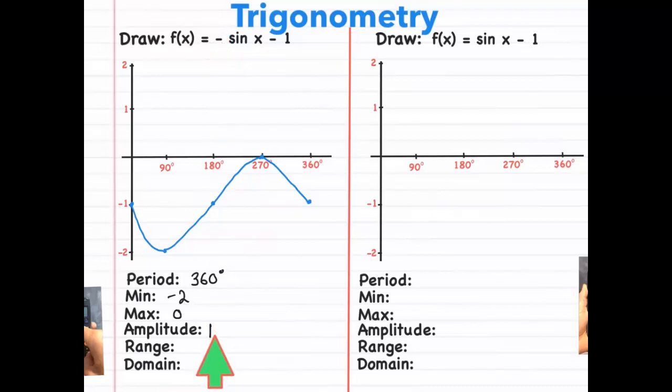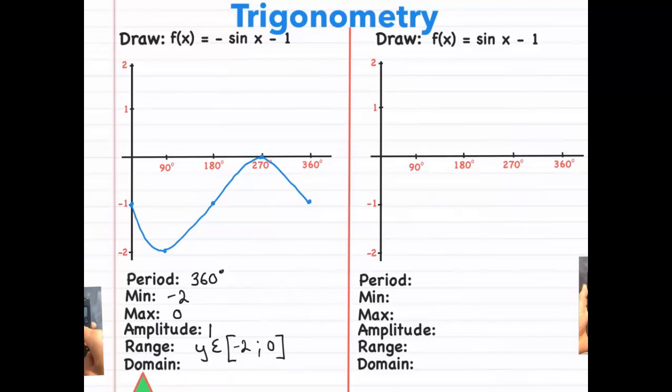Okay, so it's just a 1. The range, how low to how high? Well, it starts at -2, it goes all the way up in line with the 0, right? So basically we write here that y is an element of, and it goes from the lowest point, which is -2, to the highest point, which is 0, and close the brackets.